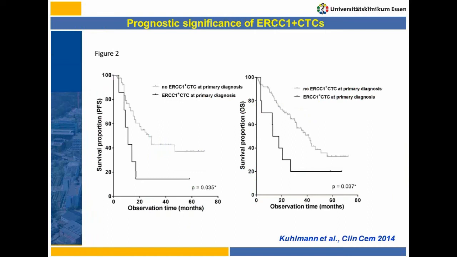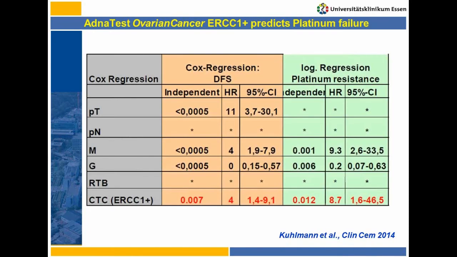And doing this analysis, you can clearly see that patients with CTCs that express ERCC1 have a shorter progression-free survival as well as a shorter overall survival. And we were also able to do multivariate analysis, and this was really a fantastic result showing that ERCC1 positive CTCs were an independent prognostic factor for progression-free survival, and most importantly, it was an independent factor for platinum resistance, so for clinical platinum resistance.